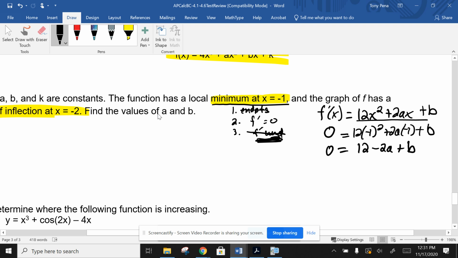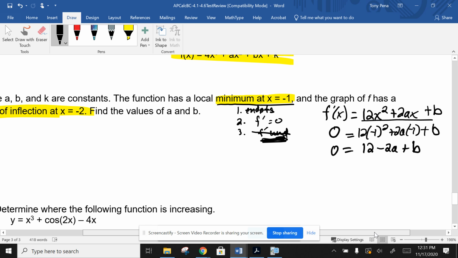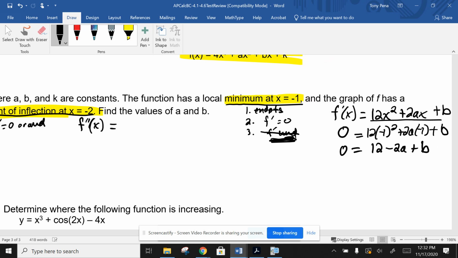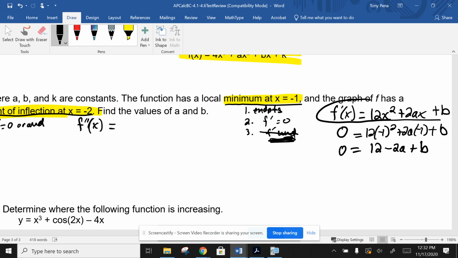However, I have something else highlighted. What they also gave us in this question is a point of inflection. Then you have to understand, the only way I'm going to get a point of inflection is when the second derivative is either 0 or undefined. So now we want to go ahead and take the second derivative. So here is our first derivative over here. The second derivative should be 24x plus 2a.